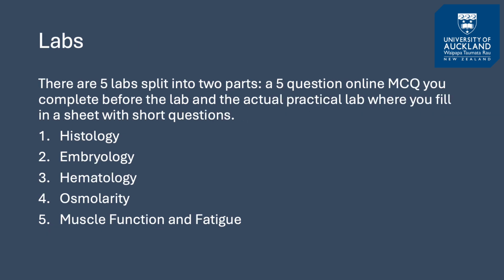Okay, so looking at the labs for BioSci 107, there are 5 labs split into 2 parts each. The first part is a 5-question online multi-choice question quiz, and you will complete this before the lab. And then the actual practical lab where you fill in a sheet with short questions. So in terms of the 5 labs, the first one is histology, the second one is embryology, the third one is hematology, the fourth one is osmolarity, and the fifth and final is muscle function and fatigue.